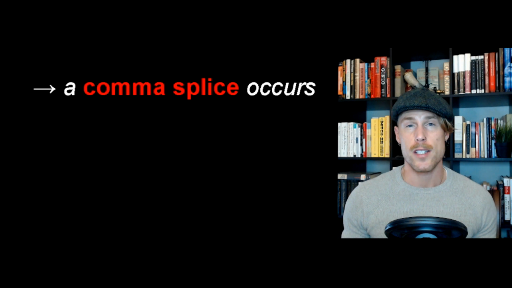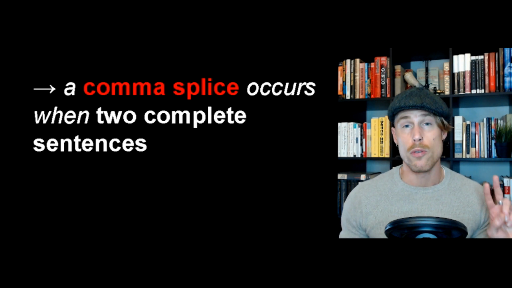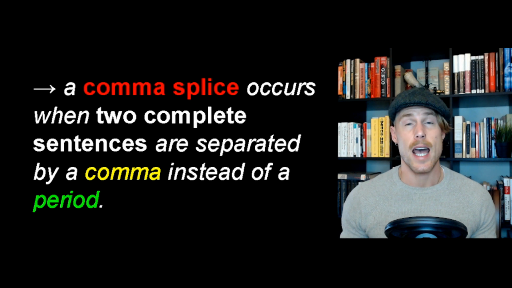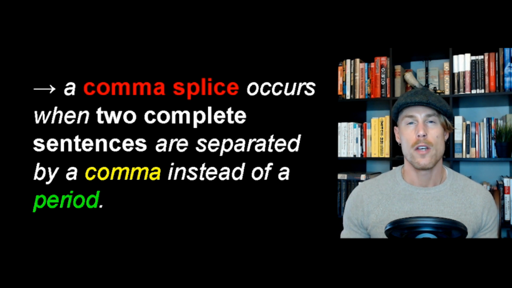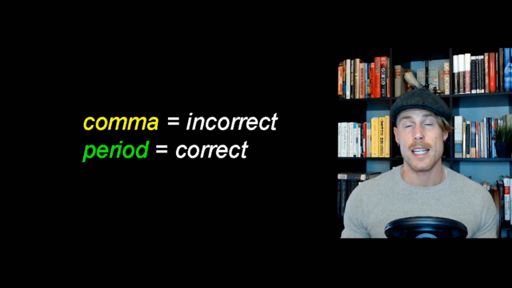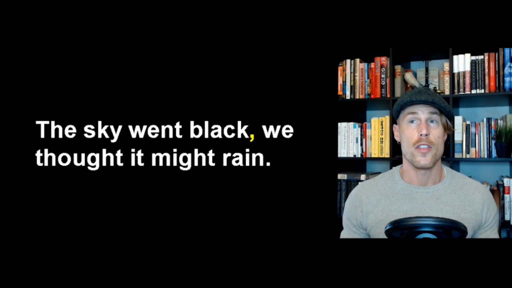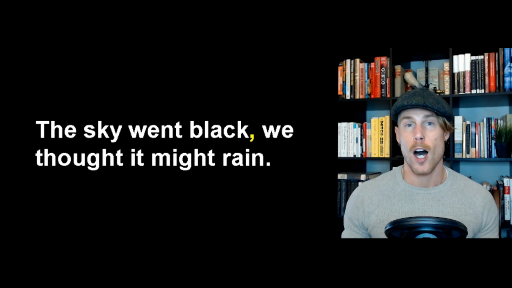A comma splice occurs when two complete sentences are separated by a comma instead of a period. So this means the comma is incorrect and a period is correct. Let's look at some examples of comma splices, and then let's correct them. The sky went black, comma. We thought it might rain.